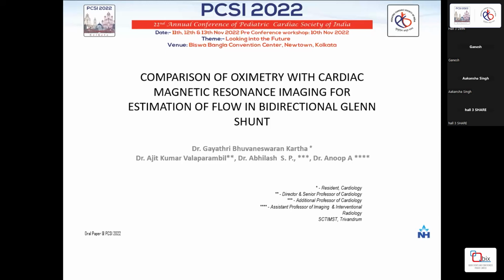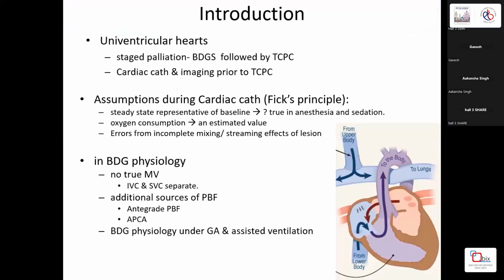I'll be presenting my study on comparison of oximetry with cardiac MRI for estimation of flows in the BDG population. This is from a tertiary care center in Trivandrum. So we know that univentricular hearts are palliated by staged palliation, the BDG followed by TCPC. Before the TCPC, most often patients undergo both cardiac cath and an imaging study.